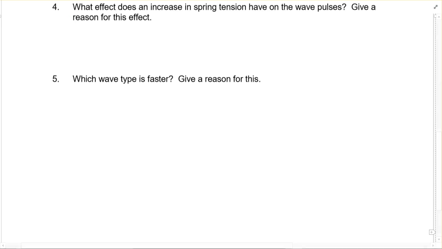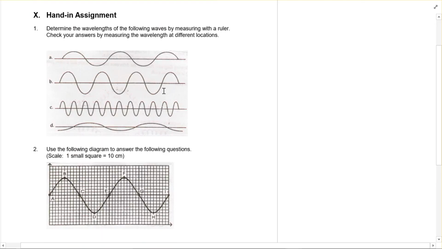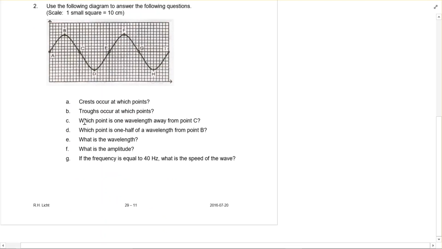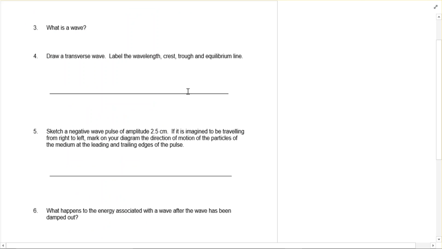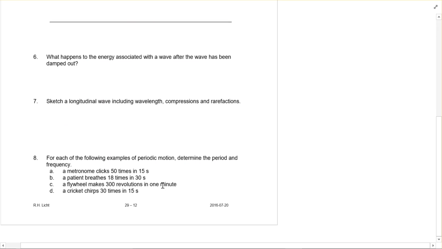Then you're going to do the handed assignment. So go ahead and do your handed assignment. You can see that it's going to be a lot of theory stuff. There's actually not that much to do with math in this one. So go back through the notes. Make sure you have a good grasp on this stuff.